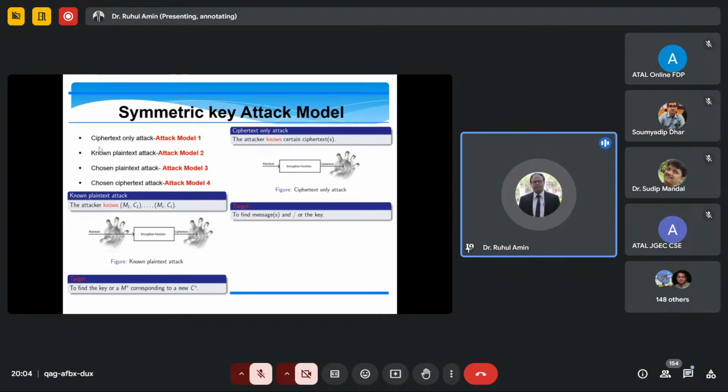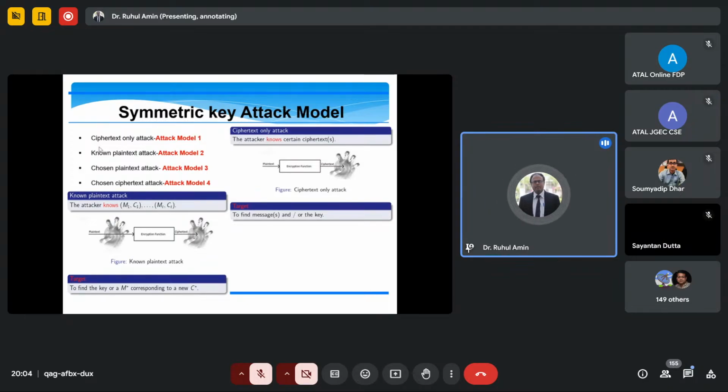For example, attack model 1: ciphertext-only attack, known plaintext attack. Already you know the meaning of ciphertext and plaintext, right? And the encryption and decryption model. So let's consider ciphertext, right? Whenever we're using some encryption algorithm, for example AES, after performing the encryption algorithm it will produce a ciphertext, right? If I tell you this is the ciphertext and ask you to find the plaintext, it's very difficult, right? But if I tell you that the key used for the encryption is with you, then you can easily get the plaintext by using the decryption algorithm, right?